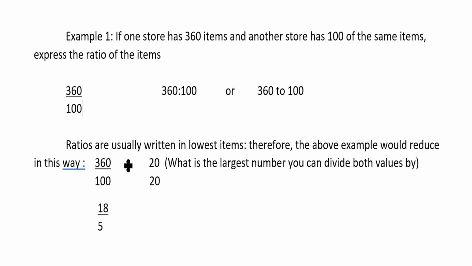So 360 and 100 can be divided by 20. What is the largest number you can divide both values by? We can divide 360 by 20, and 100 can be divided by 20 also. So the answer will be 18 over 5, or 18 to 5.